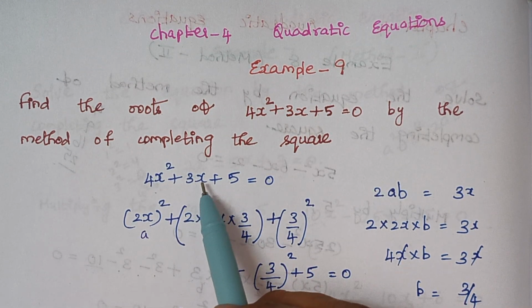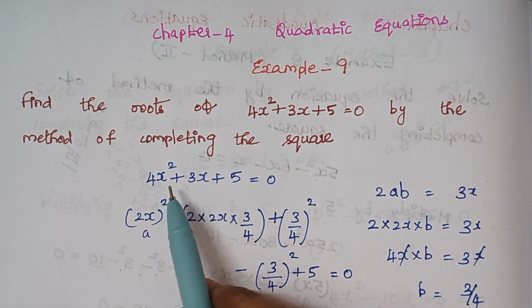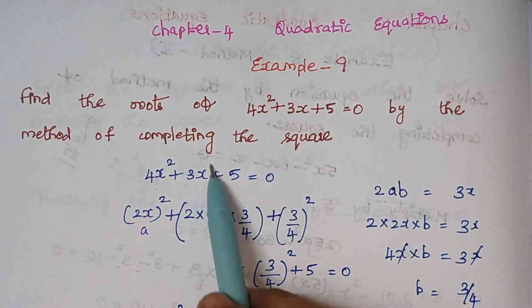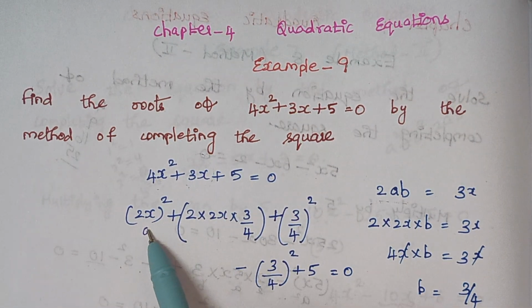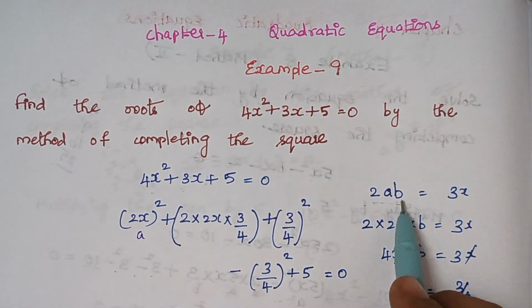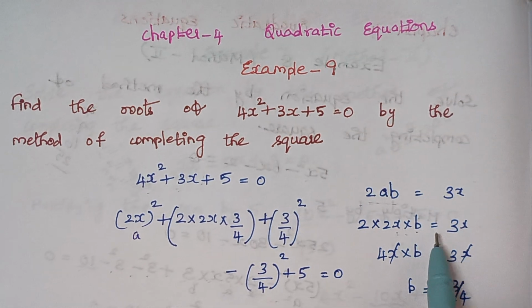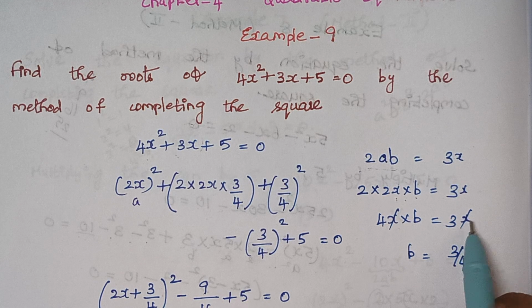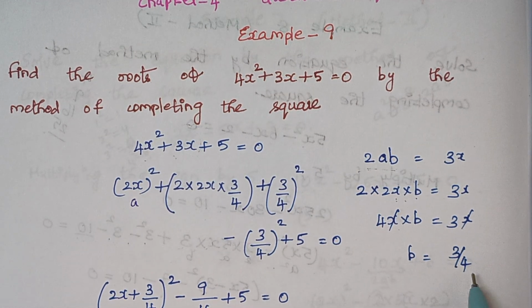So, in the place of b here we have 3, right? That is a square plus 2ab. So in the place of 2ab here I am having 3x. So what is the value of a here? The value of a is 2x. So just substitute it here. So 2 into 2x into b is equal to 3x. So now x and x get cancelled and finally the value of b is given as 3 by 4.